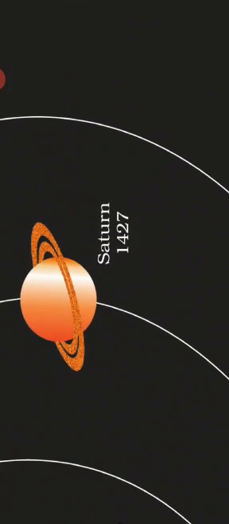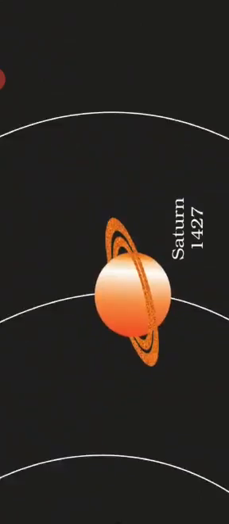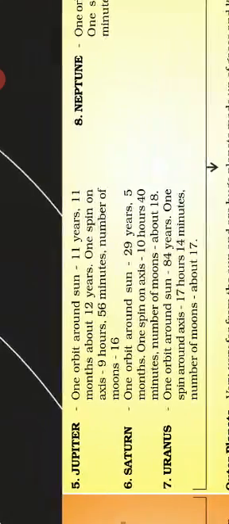Next, the 7th planet is Uranus. It is the 7th planet from the sun. It is named after the mythical Greek god of sky. Like Saturn, it also has rings. It has 17 moons. One orbit around the sun takes 84 years and one spin around its axis takes 17 hours 14 minutes. So it is also known as an ice giant planet, as we have already discussed.